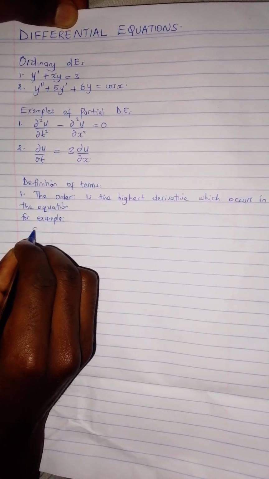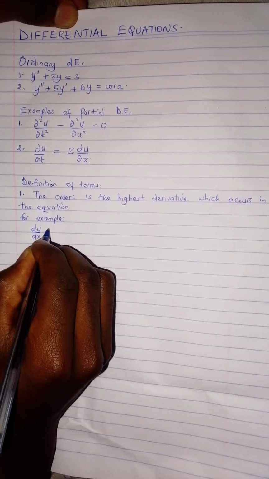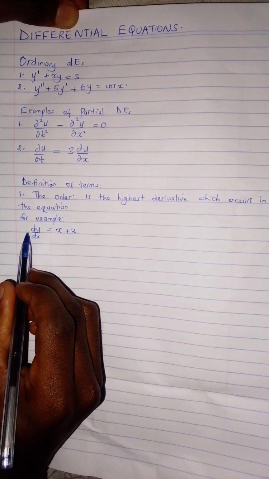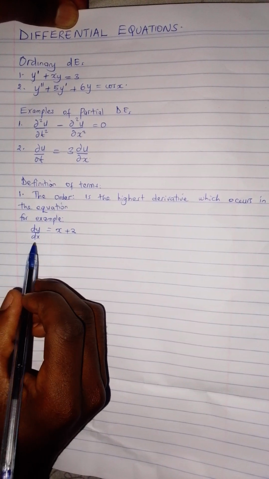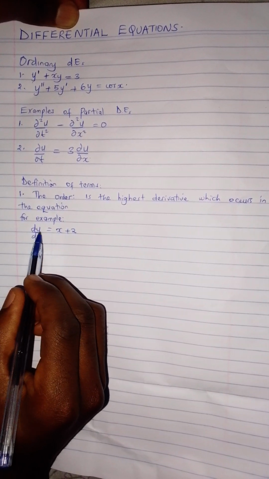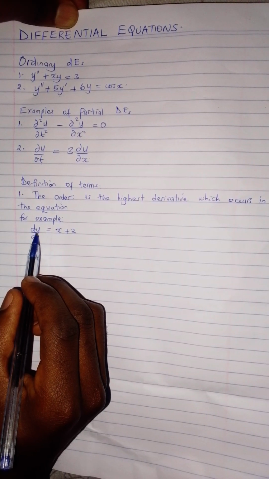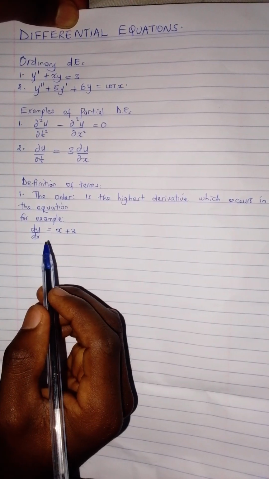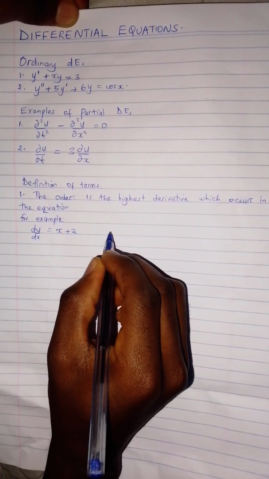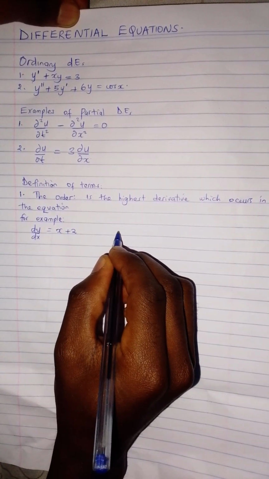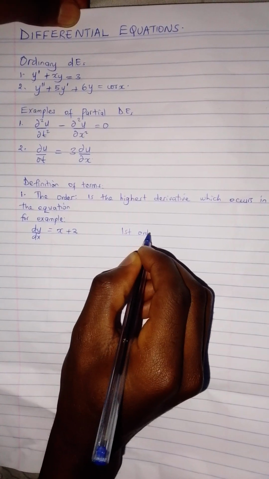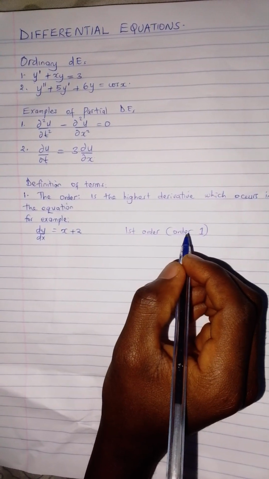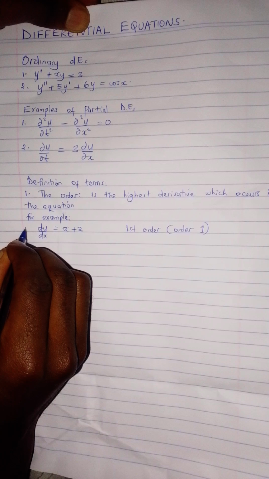For example, we have dy dx equaling x plus 2. This is first order, or what we can call order 1, because y was differentiated for the first time. So our highest derivative is 1. So this one has order 1, or what we call first order. Then we can have another example.